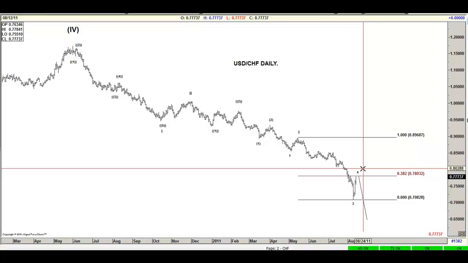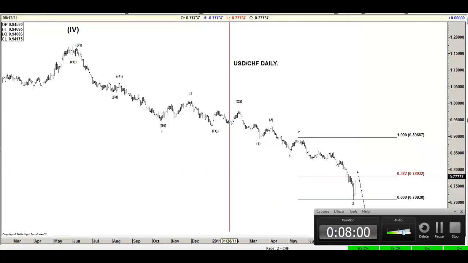Also, it can be a bounce on the yen pairs, and it can also take the dollar swiss lower and gold higher. Alright, that's the video for the week, guys.